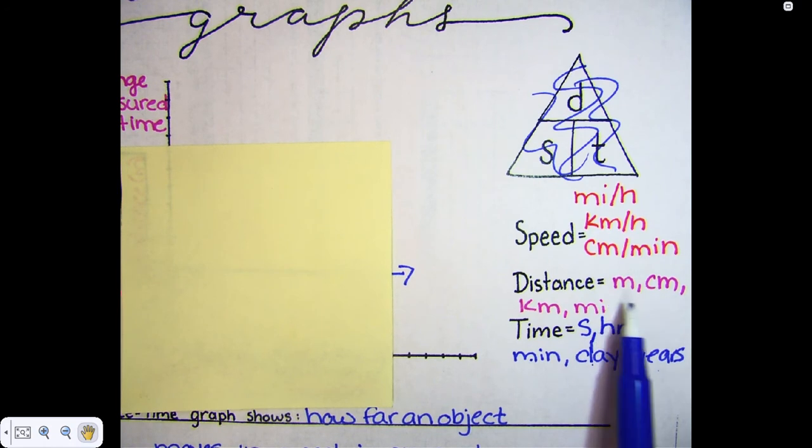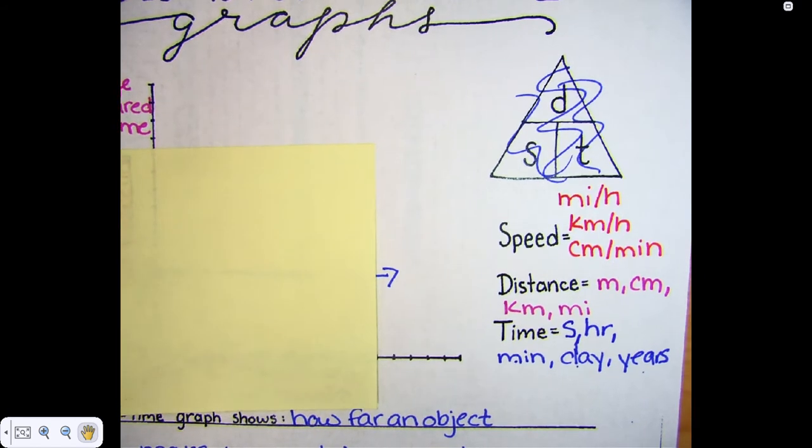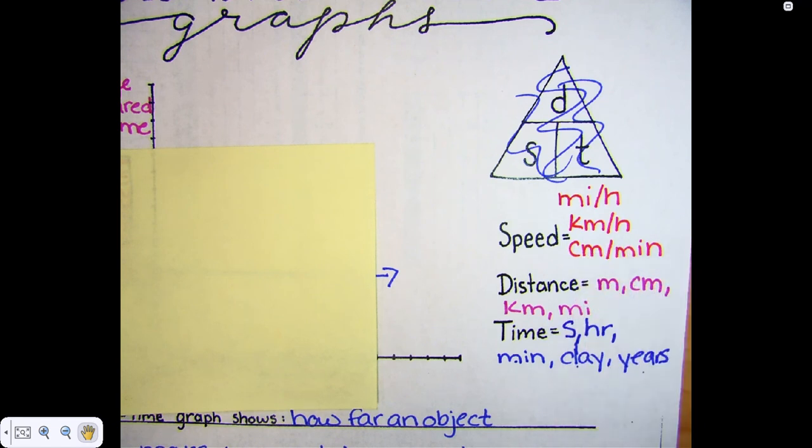Distance, you can have meters, centimeters, millimeters, kilometers, and miles. And then speed, you can have a bunch of different things. As long as you have a unit for distance over a unit for time, you're fine. So miles per hour, kilometers per hour, centimeters per minute. I could have millimeters per second. That could be one you could write down.